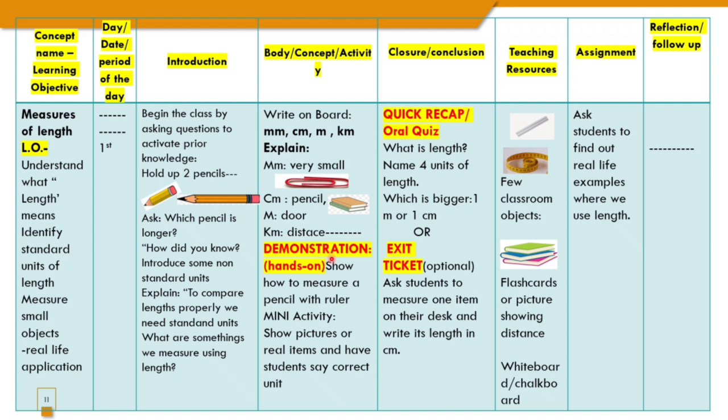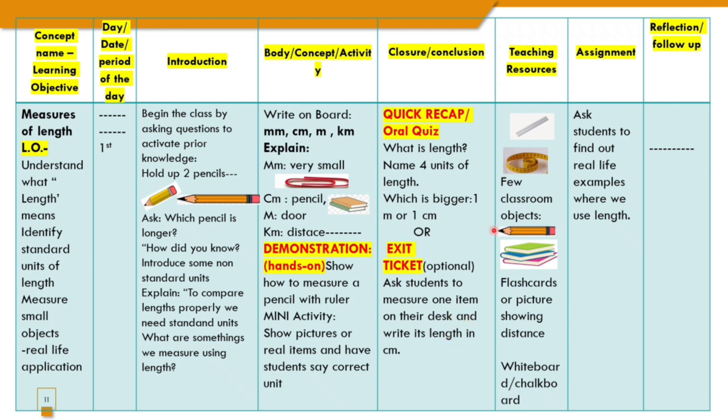Then demonstration, you will use a hands-on activity, show how to measure a pencil with a ruler, and then there is a mini activity involved: show pictures of real items and have students say the correct unit. Then you come to a quick recap or oral quiz. Then you will write down a few questions, whatever questions you're going to ask, two or three questions, over here. And then the exit ticket is optional, either this or that, whichever you are going to use. I have written both, whichever you feel like you can opt for one. Ask students to measure one item on the desk and write its length in centimeters.